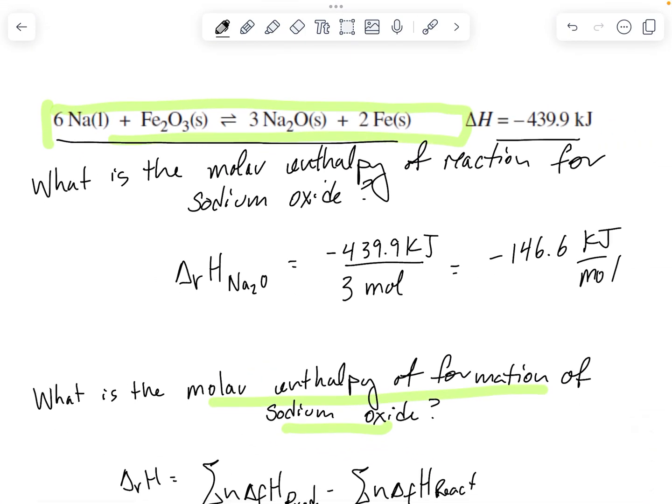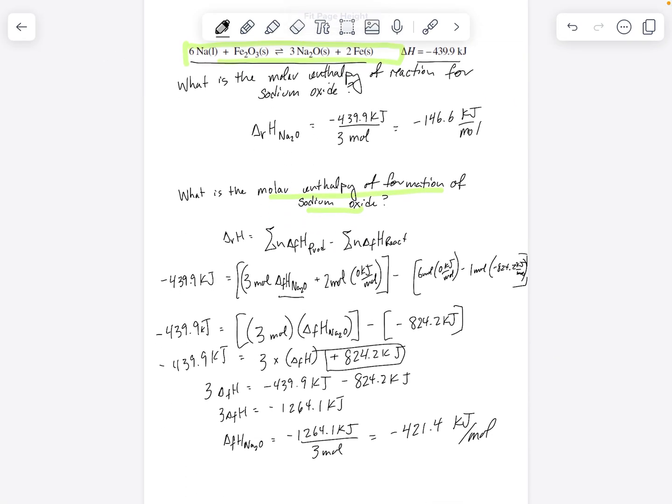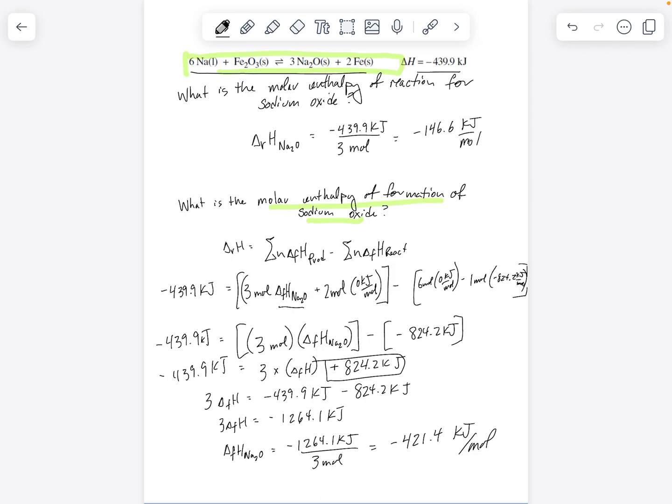And that's actually what a lot of those formation enthalpies that we've got in our data booklet, that's how they sorted them out. They knew the reaction enthalpy, they knew the other formation enthalpies, and then they just rearranged to find it. So hopefully that makes sense to you.